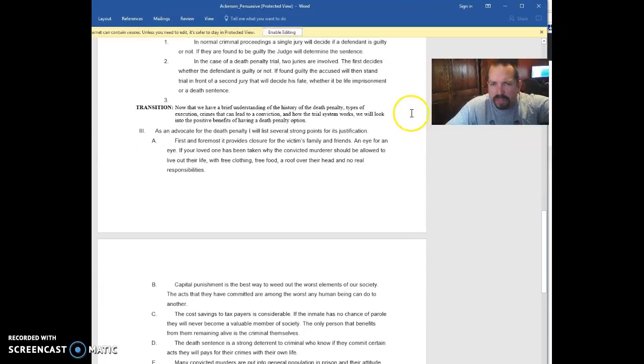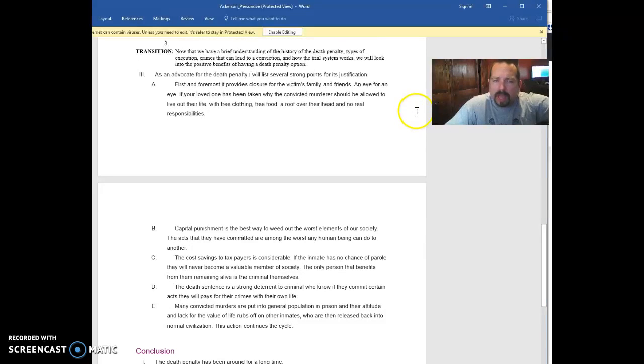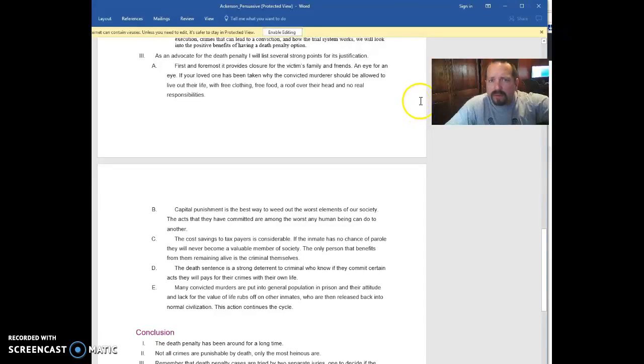Now that we have a brief understanding of the history of the death penalty, types of execution, crimes that can lead to the conviction, and how the trial system works, we will look into the positive benefits of having a death penalty option. As an advocate for the death penalty, I will list several strong points for its justification. First and foremost, it provides closure to the victim's friends and family. An eye for an eye.